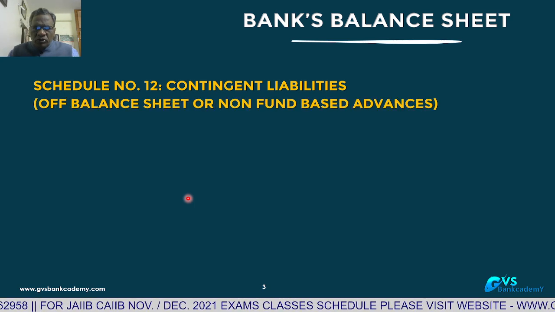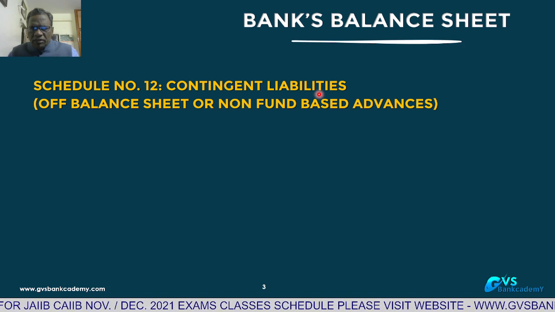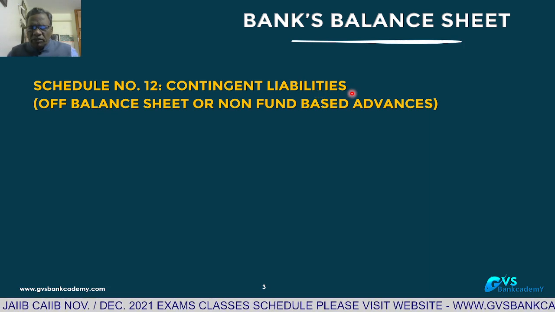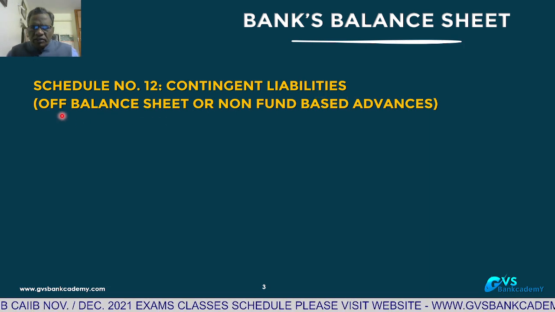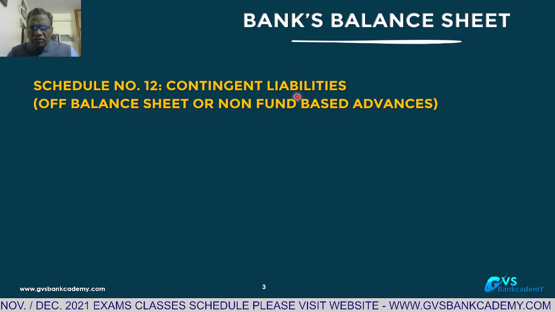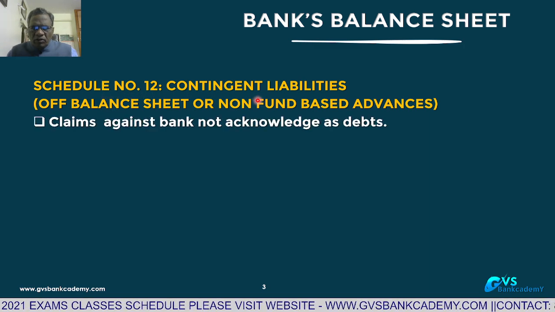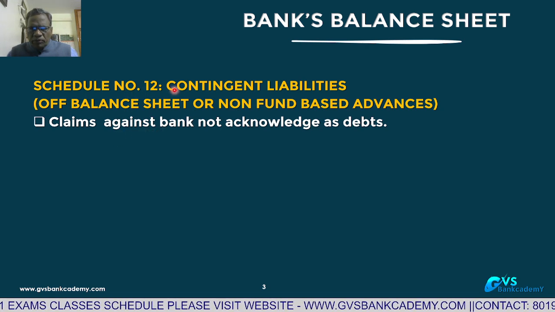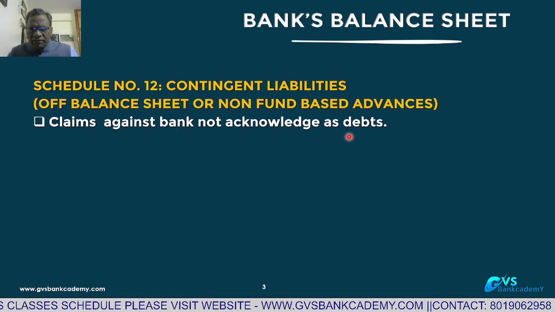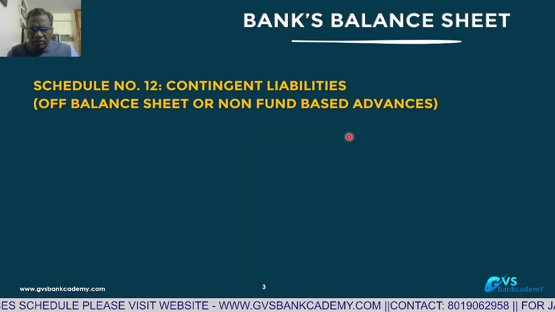Now schedule number 12, contingent liabilities. Contingent liabilities means footnote items in the bank's balance sheet. In contingent liabilities, off balance sheet or non-fund based advances are parked under schedule number 12. Last time also, 2 marks they had asked this question. Claims against the bank not acknowledged as debts: debts not acknowledged by the bank as debts will come here.